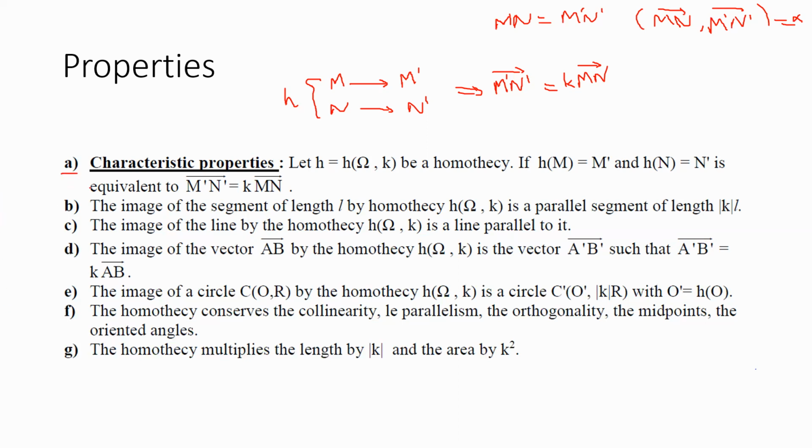Okay, first property. Any questions about the first property? No. Second property. The image of a segment of length L by H is a segment parallel to the given segment, and its length is equal to the absolute value of K times L.